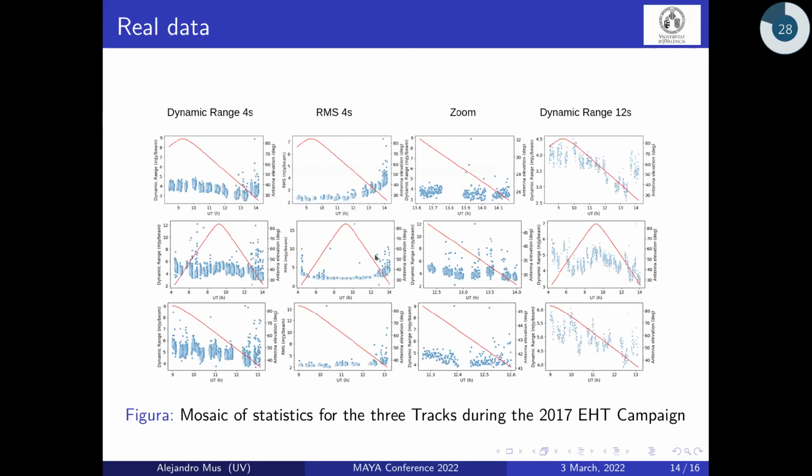Let's go for the real data. Again, for the real data, we did the same statistics. In each row, you find the April 5, April 6, and April 11 observations. In columns, the dynamic range for 4 seconds integration time, the RMS for 4 seconds integration time, a zoom in critical areas, so at the beginning and the end of the scans, or places where we thought there could be transients, and then a time average to 12 seconds. We can say that we didn't find any transient, unfortunately.